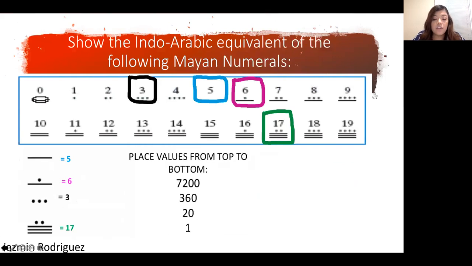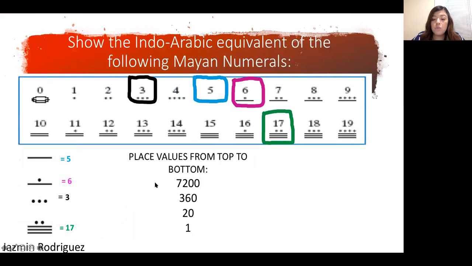look at our place values. So whenever we're looking at this, we're going to have 4 of them. Now all that we have to do is multiply our place value by our position holder here. So these go in order. The first one would go with 7,200. The next one would go with 360. The next one would go with 20, and the last one would go with 1.